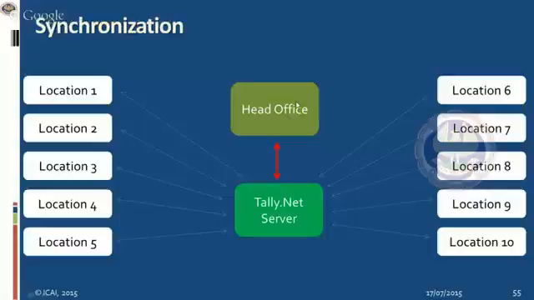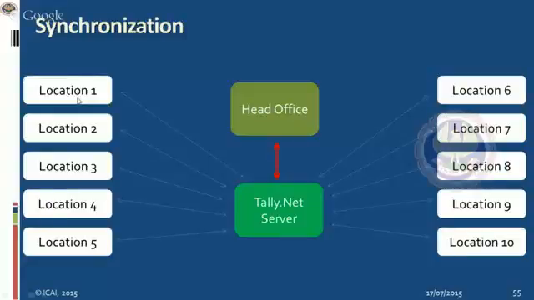Now the data is stored at head office. Head office stores the data. What about location 1? Location 1 is also storing the data. Let us assume that we are having a branch in Mumbai and head office in Delhi. The head office is storing the data for head office as well as Mumbai branch. The Mumbai branch is storing the data for Mumbai branch only.